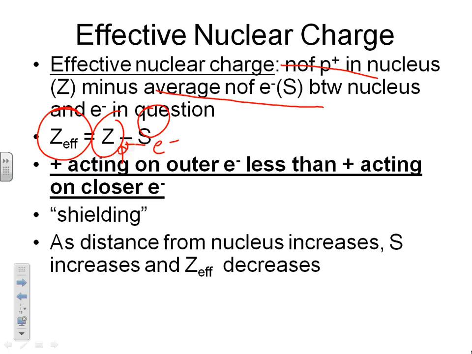And we see that as our distance from our nucleus increases, as your electron becomes further and further away, the number of electrons that are between your electron and the nucleus goes way up, and therefore your effective charge, how much that outermost electron is experiencing the charge of the nucleus, goes way down.